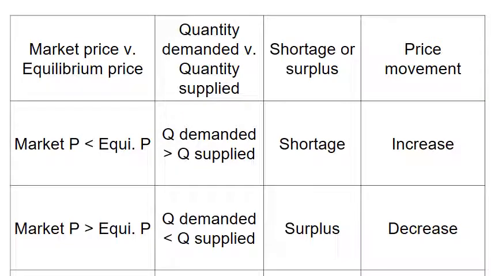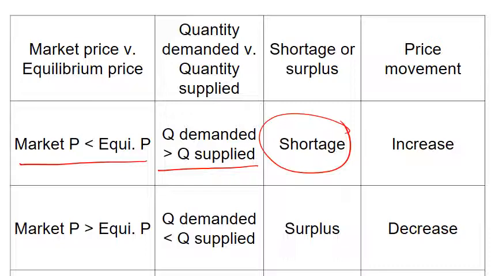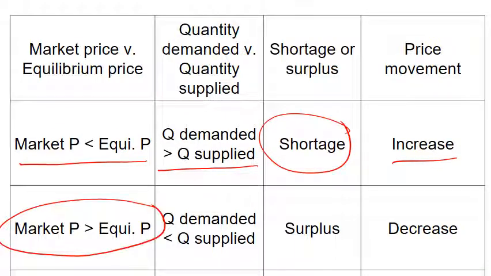If the market price is less than equilibrium price, then the quantity demanded is greater than quantity supplied. That means you have a shortage and price will tend to increase. If market price is greater than equilibrium price, quantity demanded will be less than the quantity supplied. We've got a surplus and price will tend to decrease. If the market price equals equilibrium price, then the quantity demanded equals the quantity supplied. We have neither a shortage nor a surplus, and as a result, price will tend to remain constant.